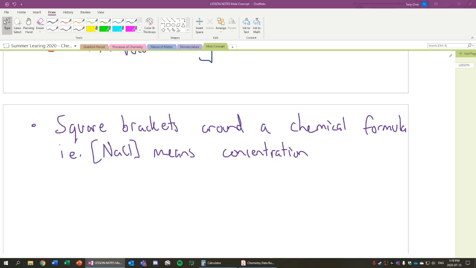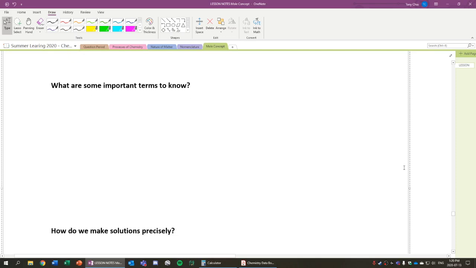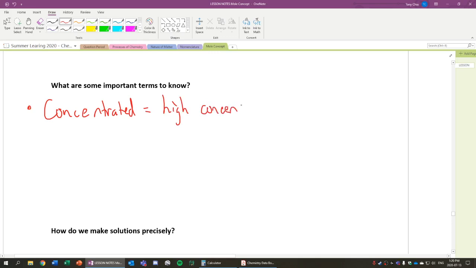Now, whenever we write moles per liter, we have a shorter way of writing it. Another way, moles per liter can be represented by capital M. That's another way of representing that unit. All right. So what are some important terms we need to know? Well, the first one is concentrated. When something is concentrated, it means high concentration. When something is diluted, it means low concentration.